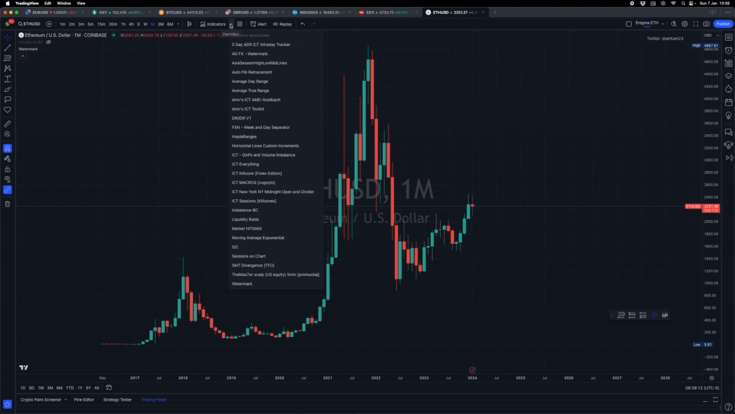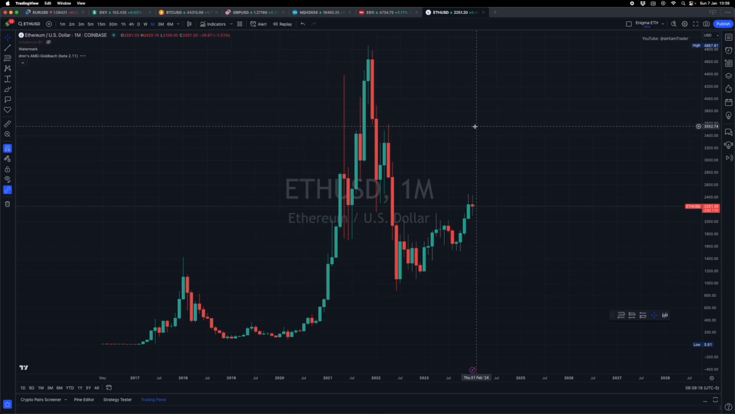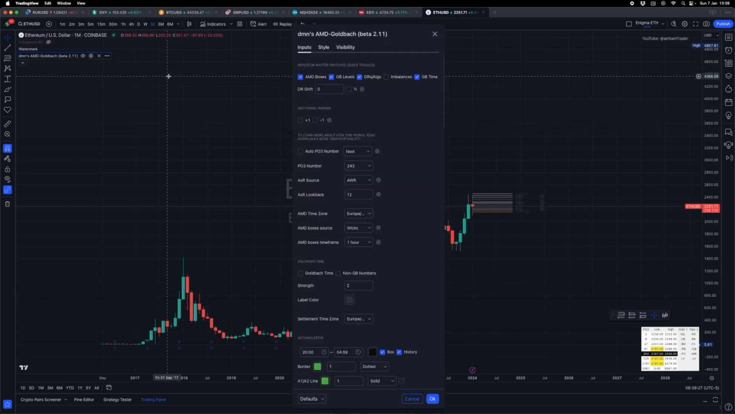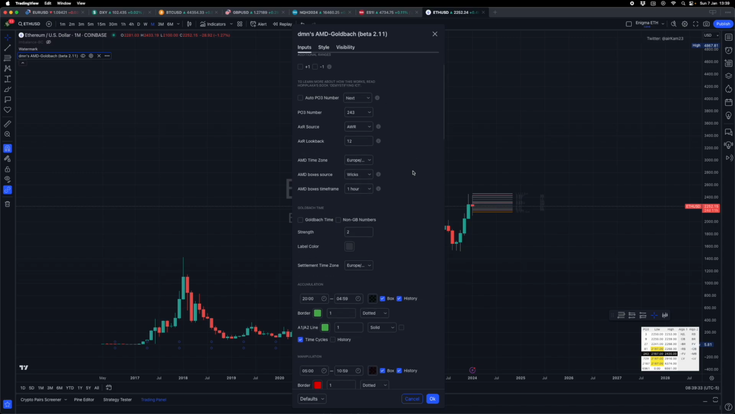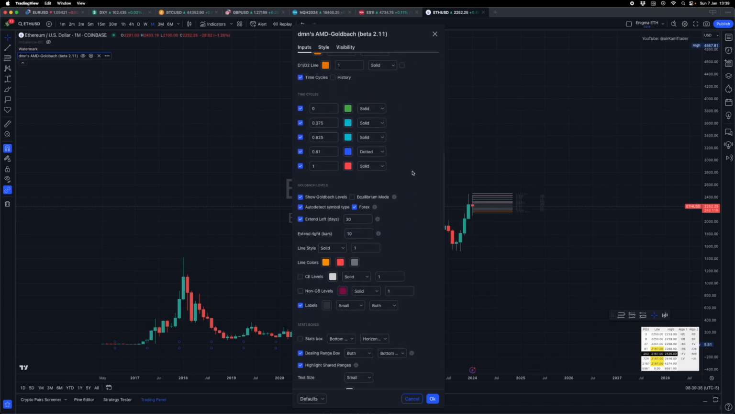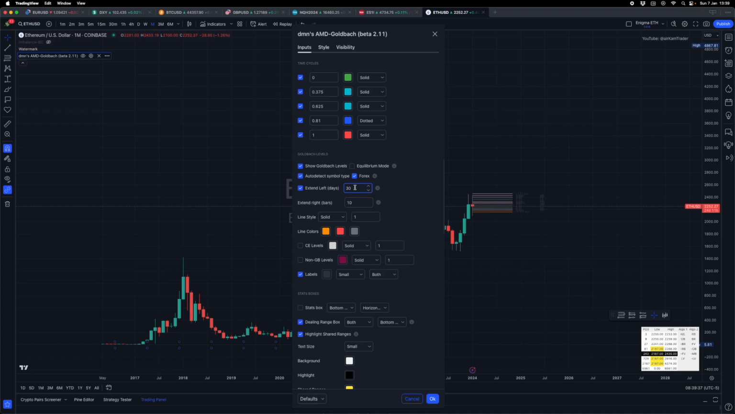So in order to load up the indicator, you need to find the DMN's ICT AMD Goldbach indicator. Once it's loaded up, I recommend you use these settings. So let's turn off AMD boxes and GB time because you don't need it for this particular example. I'm going to extend the days back to 1,000 just so we have enough data. And let's also make the labels white so you can see what's going on.